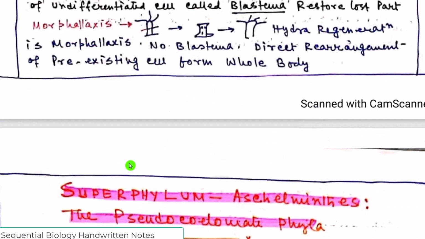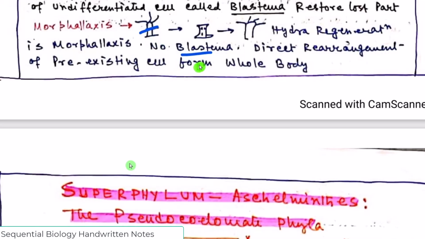What is morphallaxis? Morphallaxis is a process by which no blastema is formed, actually the direct rearrangement of pre-existing cells forms the whole body. Suppose this is a hydra and this portion is cut, then this cut portion develops into a true hydra, the total whole body. When the whole body is developed from a damaged portion, this process is known as morphallaxis.